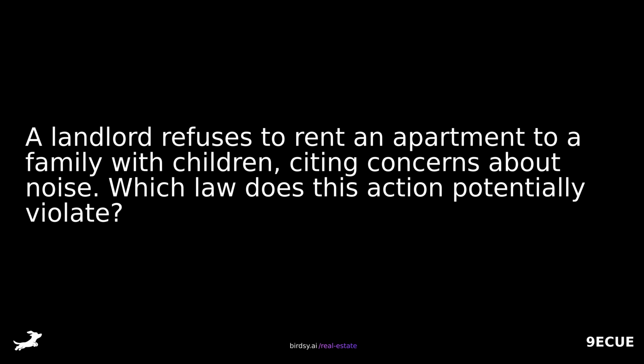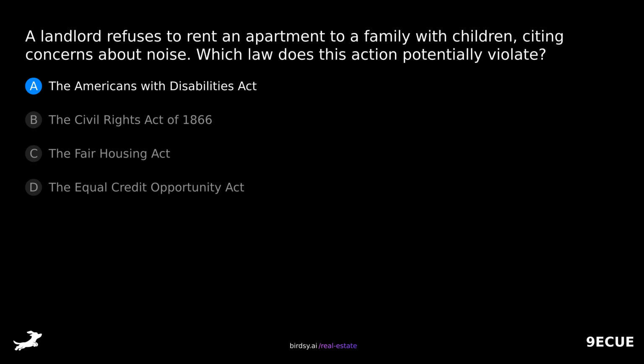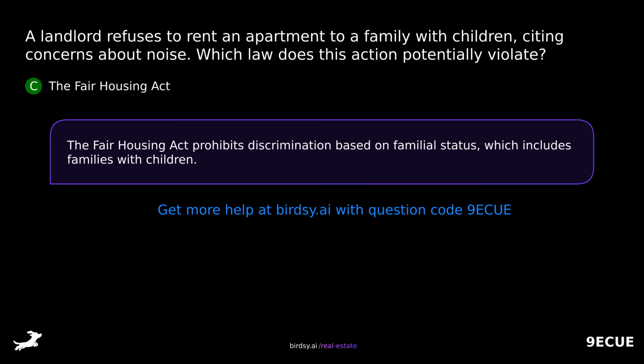A landlord refuses to rent an apartment to a family with children, citing concerns about noise. Which law does this action potentially violate? Is it A, the Americans with Disabilities Act, B, the Civil Rights Act of 1866, C, the Fair Housing Act, or D, the Equal Credit Opportunity Act? The answer is C, the Fair Housing Act. The Fair Housing Act prohibits discrimination based on familial status, which includes families with children.